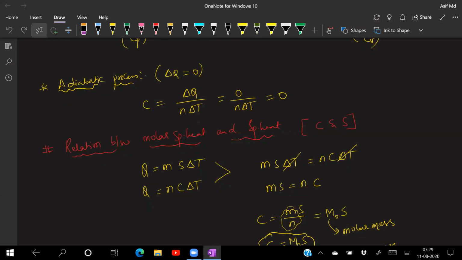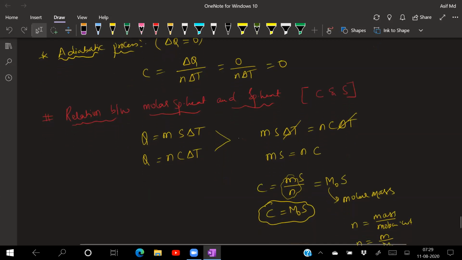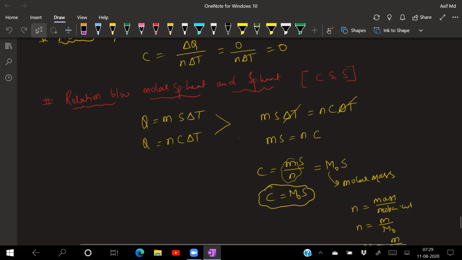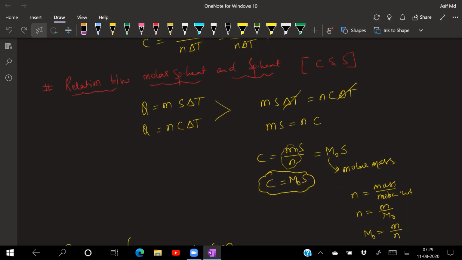Now next one, relation between molar specific heat and specific heat, that is C and S. You know the relation Q is equal to m s into delta T, and we also know Q is equal to n into C into delta T. So equating both of them, m s into delta T is equal to n into C into delta T. Delta T gets cancelled. So from that I'm getting molar specific heat C is equal to m by n into S. So m by n is nothing but the molar mass. So C is equal to M naught into S. What is M naught? Molar mass.